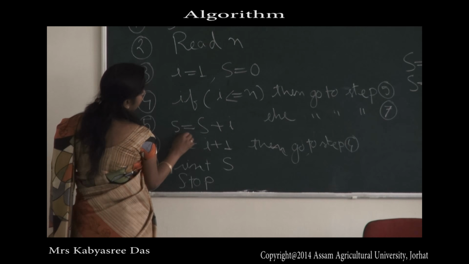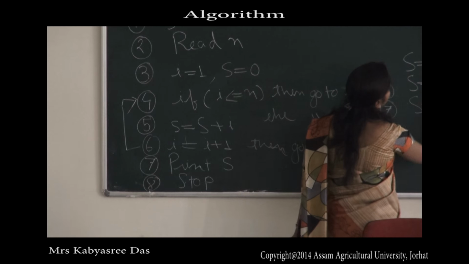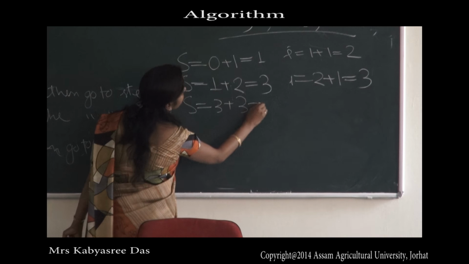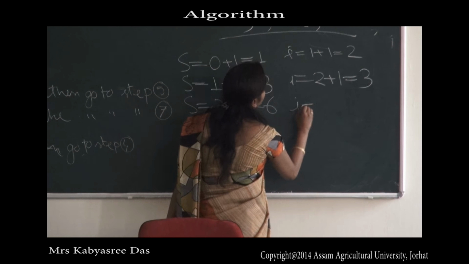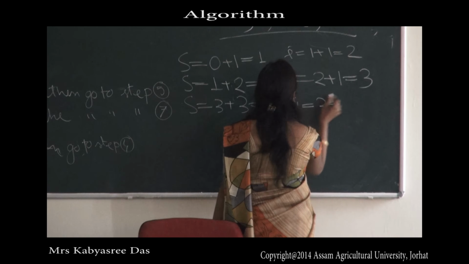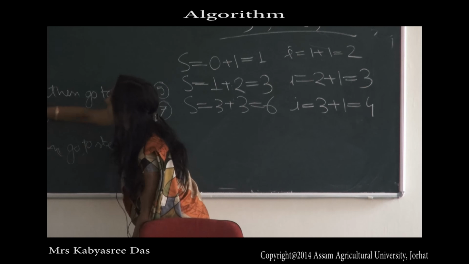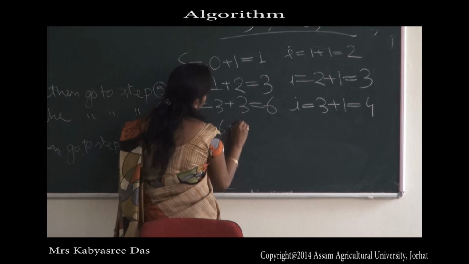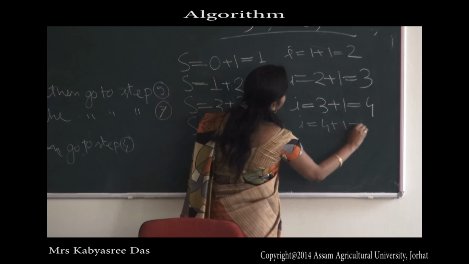So again S is equal to S plus I. The value of S is 3 and I is 3. So S is equal to 6. Next value of I is 3 plus 1 equal to 4. Is 4 less than or equal to 5? Yes. So S equal to 6 plus 4, which is 10, and I equal to 4 plus 1, which is 5.